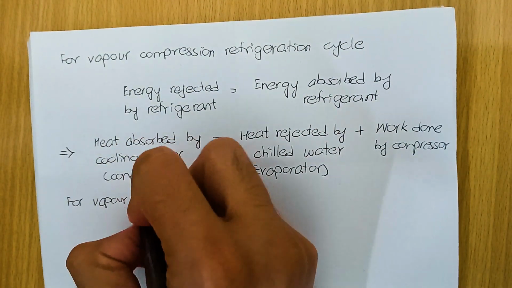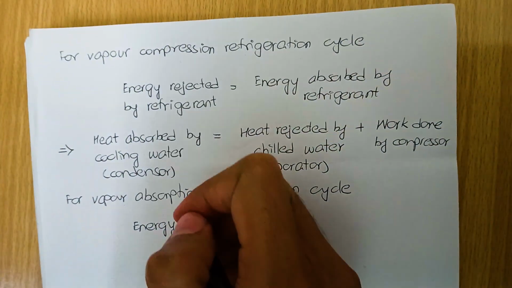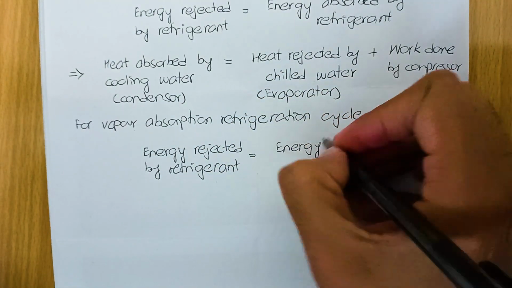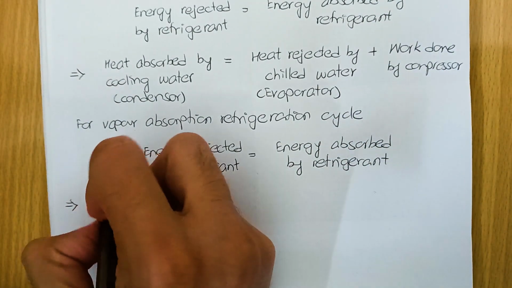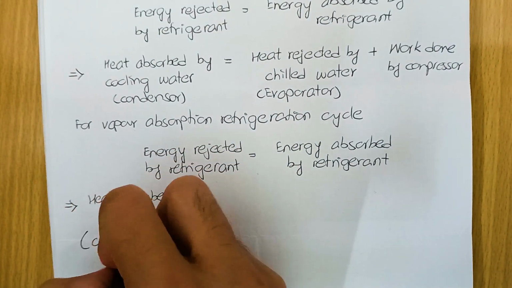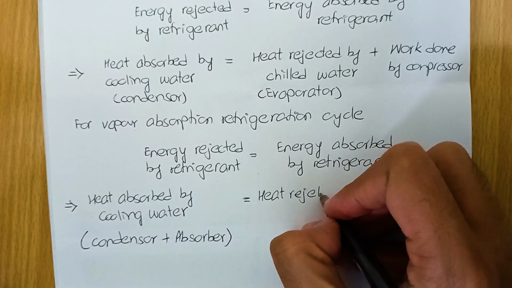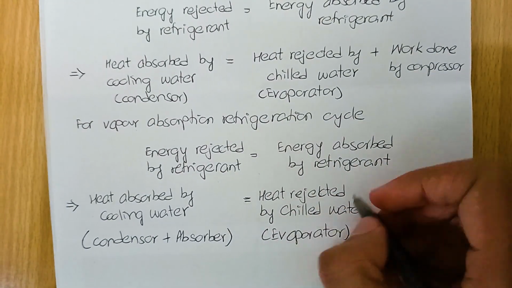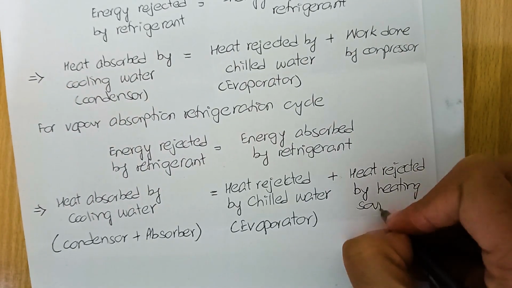Now for vapor absorption refrigeration cycle, we will apply the same energy conservation equation. Energy rejected by refrigerant equal to energy absorbed by the refrigerant. Now we will convert the above equation and will write heat absorbed by cooling water in condenser plus absorber equal to heat rejected by chilled water in the evaporator plus heat rejected by heating source in the generator.